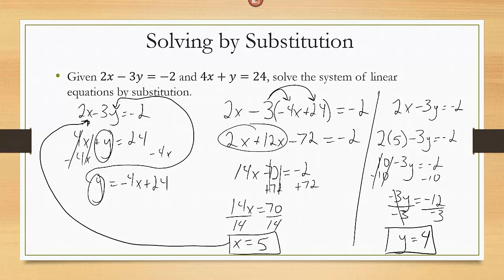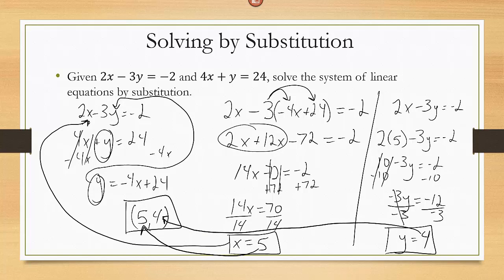Okay, we're not done yet. We're almost there. One more step. We need to put this x and this y in a coordinate pair. So in coordinate pair, our answer will be (5, 4), because we just moved this 5 into the x coordinate spot and this 4 into the y coordinate spot.